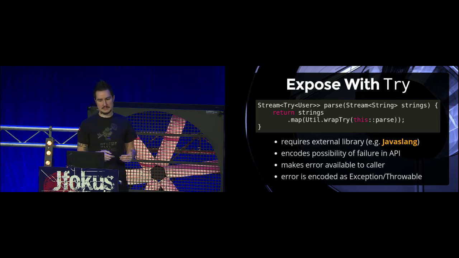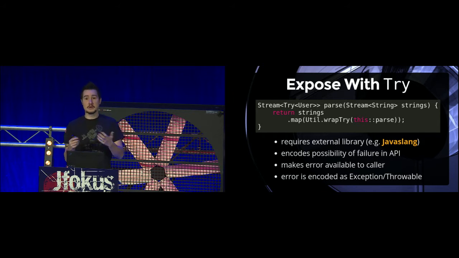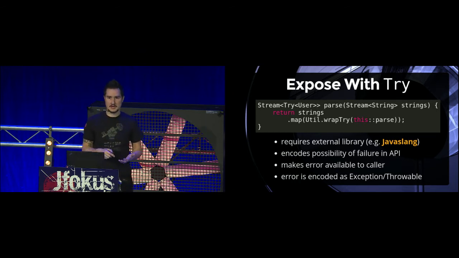Now the caller can decide that if one try fell into the failure state, I want to fail the operation. I want to try to recover, or I want to ignore, or I want to log, or whatever. So this is a great way to tell the caller of your API that something can go wrong.